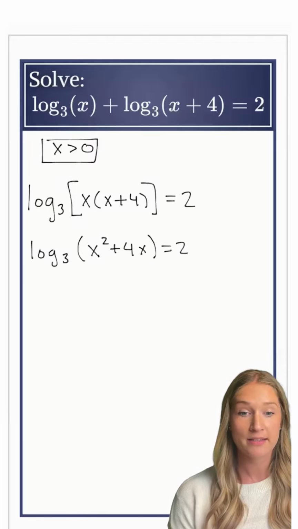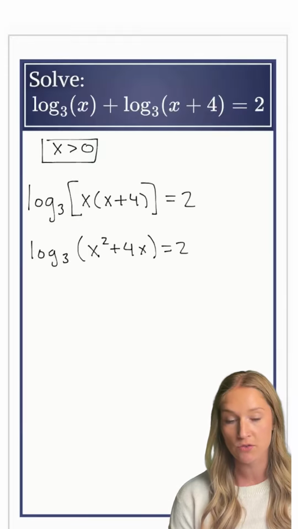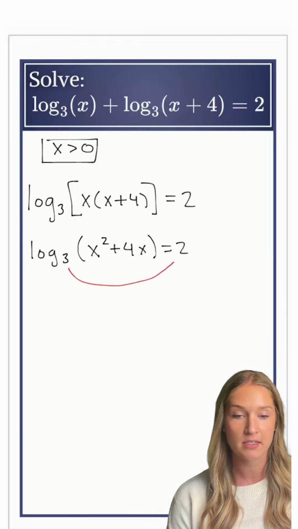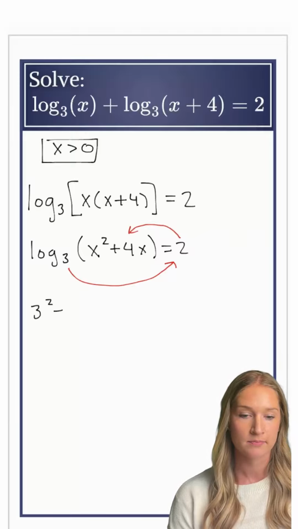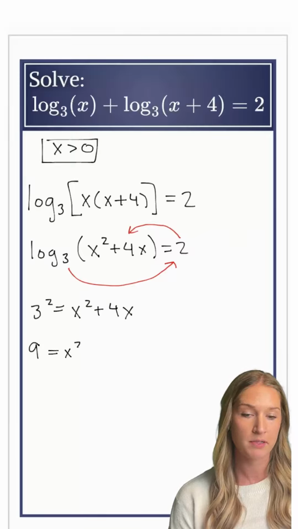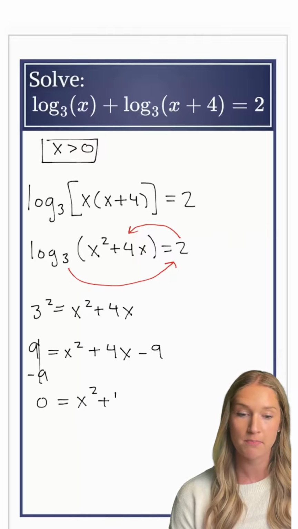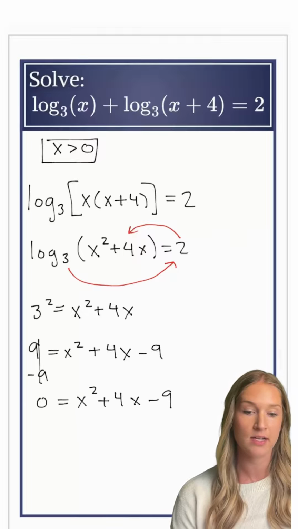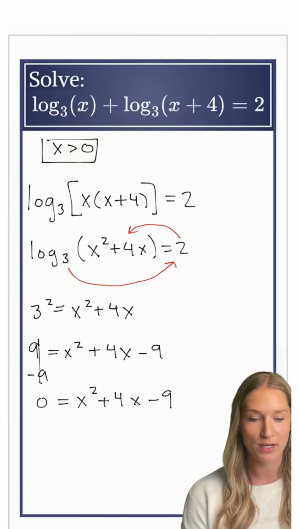Now, because my x is inside the argument and I'm trying to solve for x, let me go ahead and put this into exponential form. I have a base of 3 to the power of 2 will equal this x squared plus 4x. 3 squared is 9, so I have 9 equals x squared plus 4x, and this is a quadratic, so let me subtract my 9 over, and then I will solve. I could try factoring, but there are no factors of -9 that will give me a sum of +4, so instead I'll use my quadratic formula.